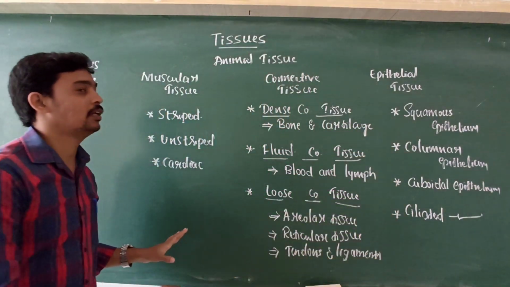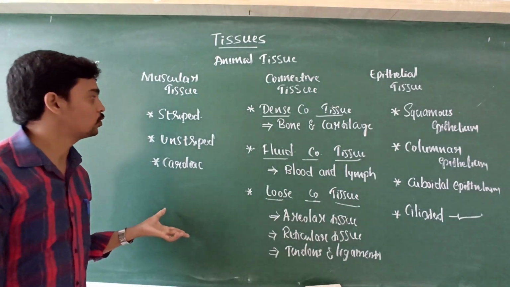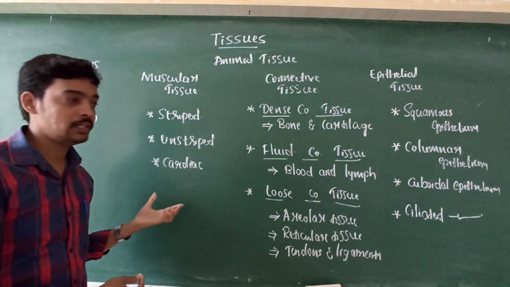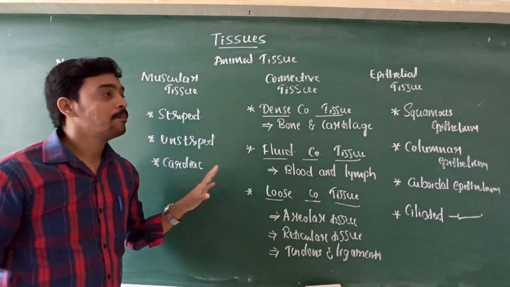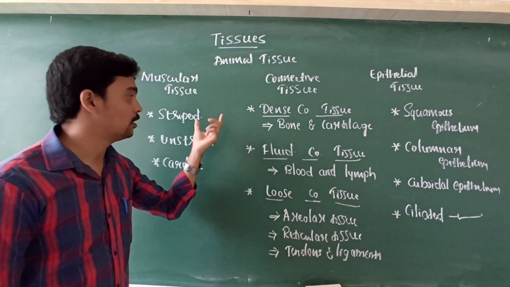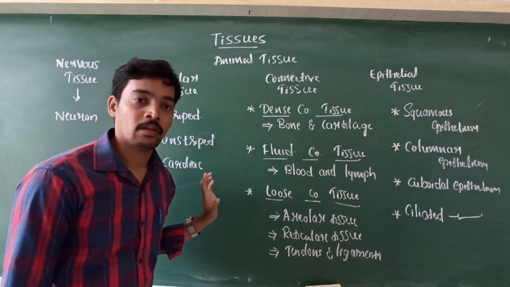This is regarding the broad classification. In the next classes, we are going to discuss the structure and functions and where they are present in the human body. Try to write the schematic representation of the classification of this animal tissue as well as the plant tissue. Thank you.